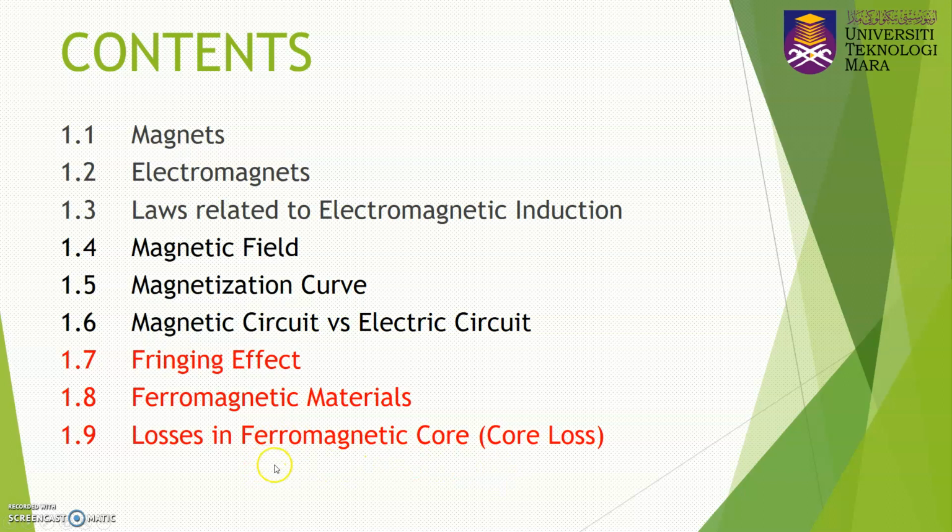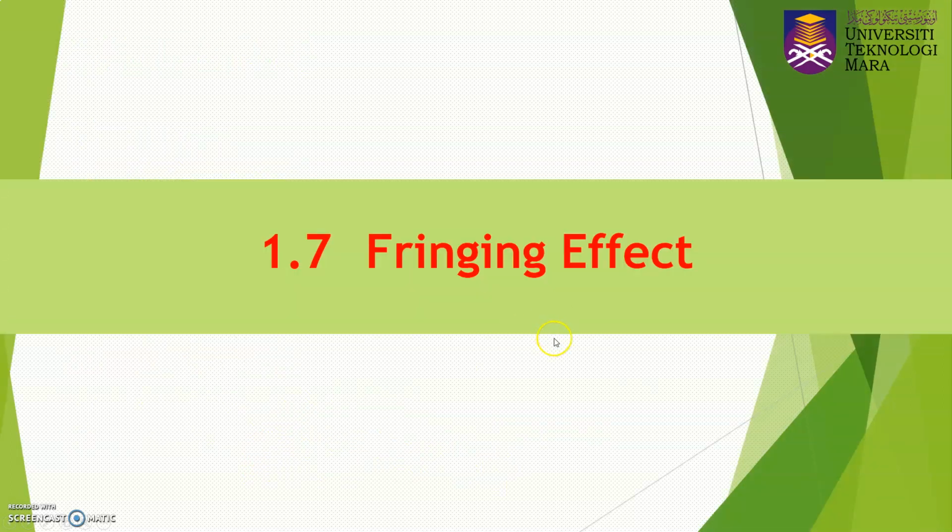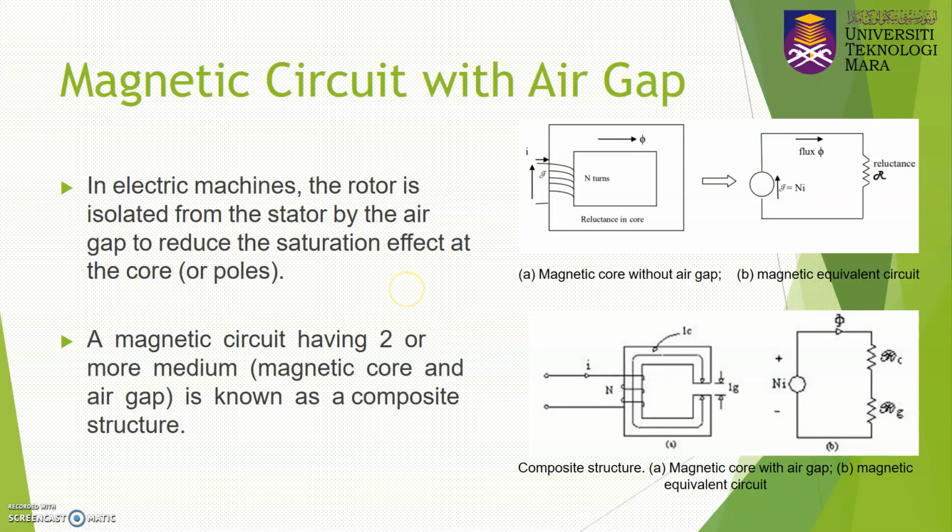Alright, so let's move to the first subtopic of today, which is the fringing effect. What is the fringing effect, and what are the phenomena that cause it to happen? First of all, before we learn about the fringing effect, we must learn about the concept of a magnetic circuit with an air gap. The first picture represents the magnetic core without the air gap. You can see it is a uniform core material. This can be represented by the magnetic equivalent circuit, which has a magnetomotive force and only a single reluctance. This is considered the reluctance of the core.